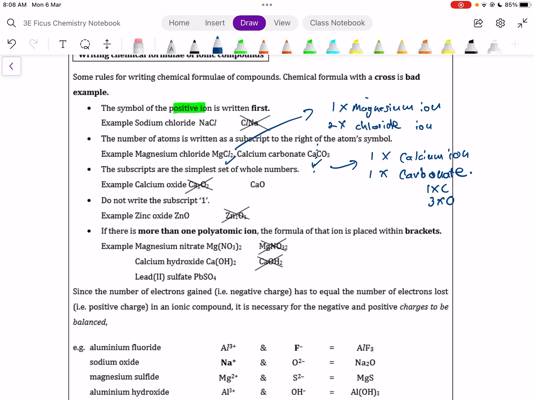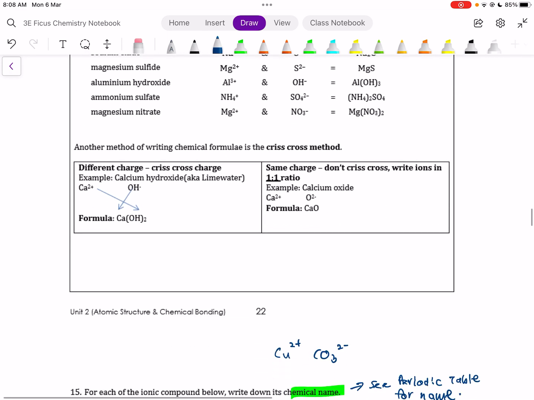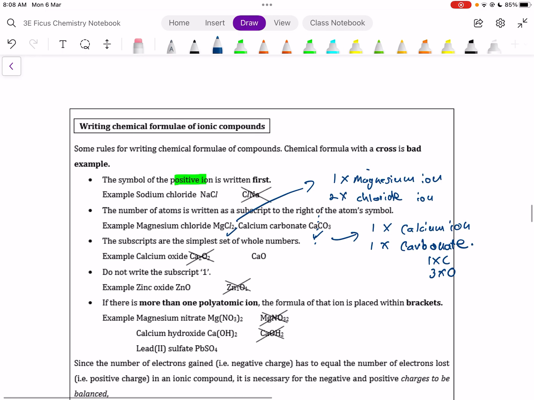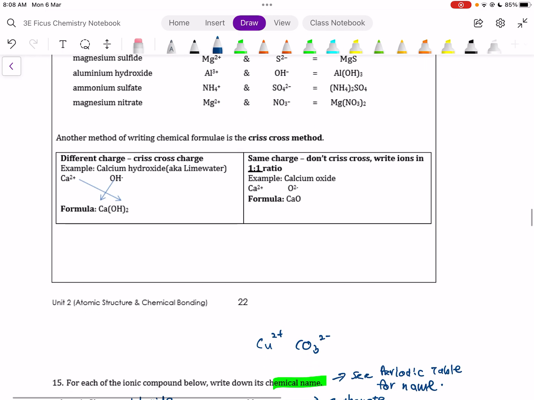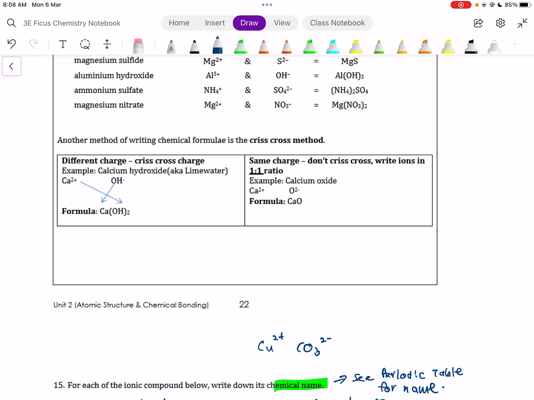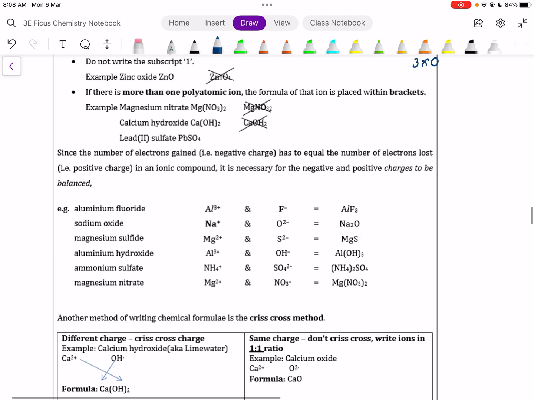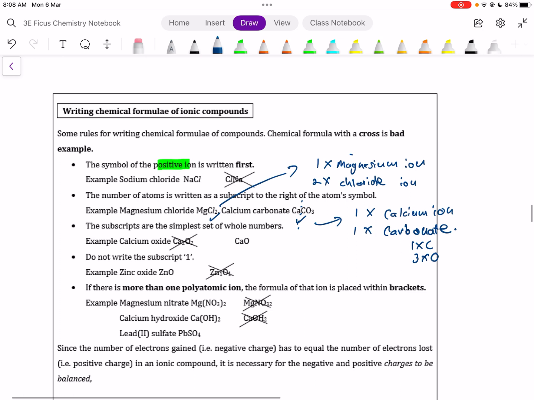The next thing, the subscripts are the simplest set of whole numbers. Later on I will introduce you to the crisscross method. There are two methods to write these out: one is to balance the charges, the other is the crisscross method. So this one is Ca2+ and O2 minus. Please don't write this as Ca2O2.